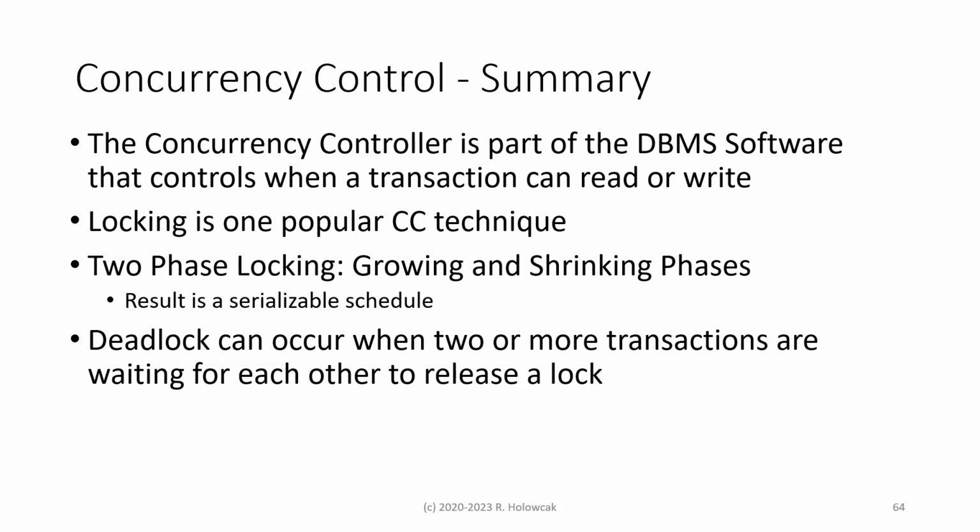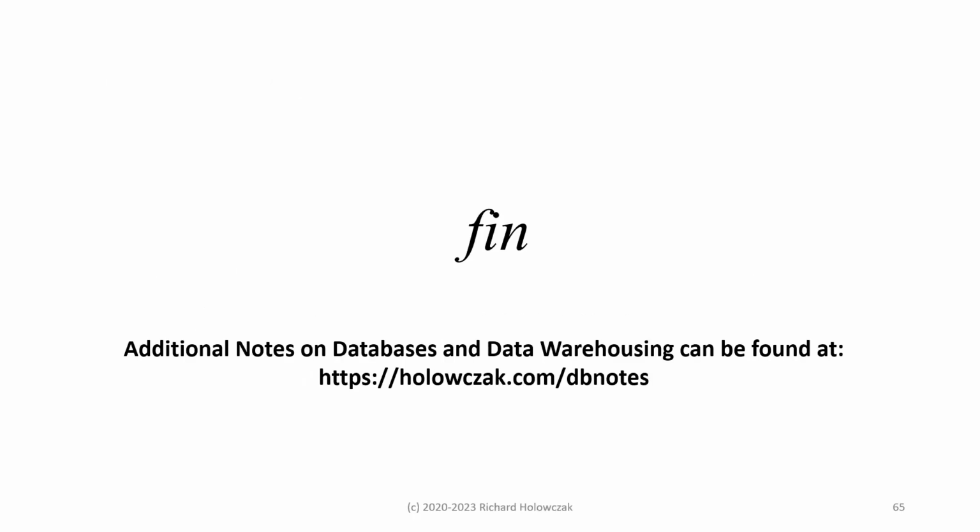But we don't get anything for free. Even with two-phase locking, deadlock can occur if two or more transactions are waiting for each other to release a lock. And we talked about a couple of techniques to either prevent deadlock or to detect and break deadlock. That's all the material I have for concurrency control for today.